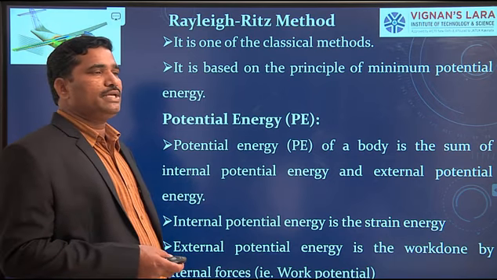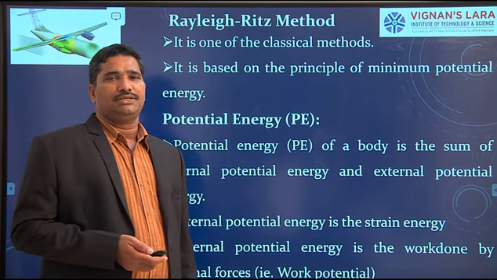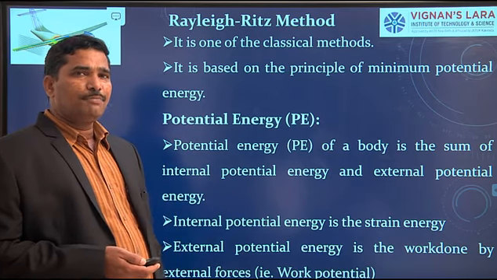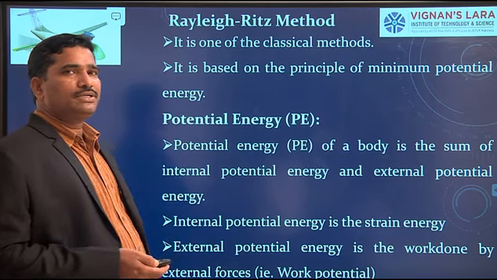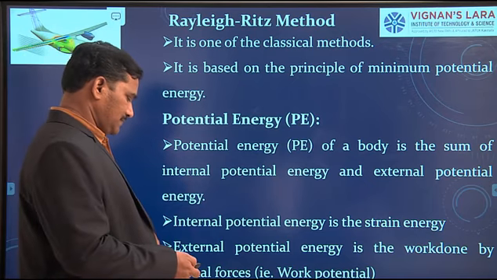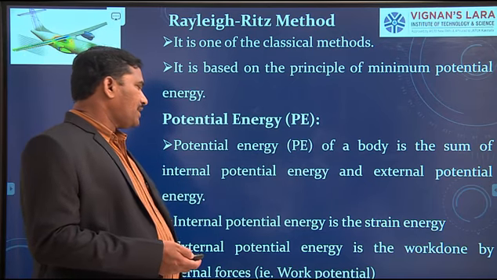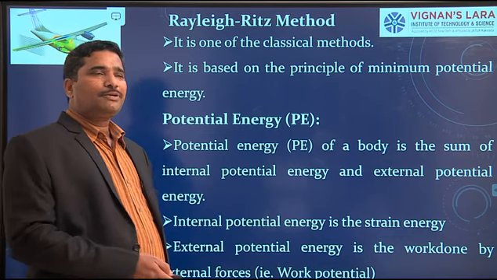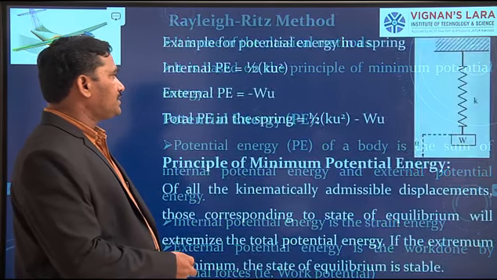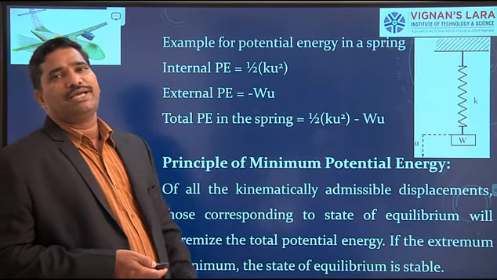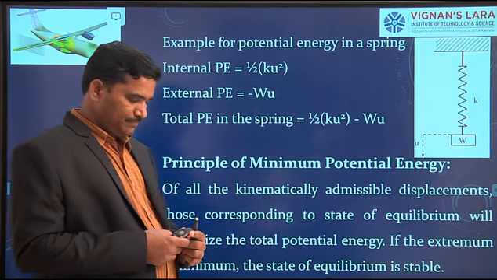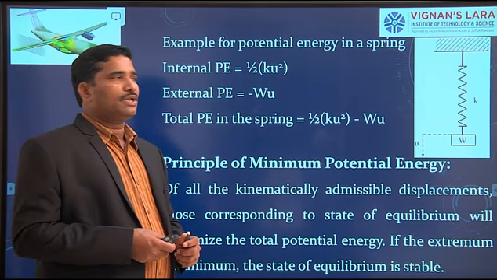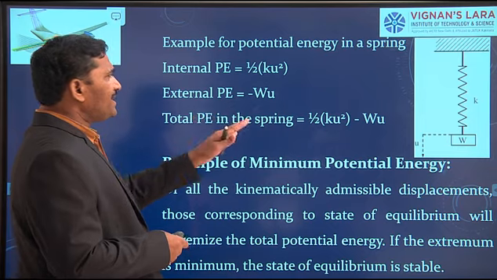Internal potential energy is the strain energy of the solid. It is due to internal forces. External potential energy is the work done by external forces. Right? And we can also call it work potential. Work potential is always negative because it is the work done by external forces. Okay. Now, we take an example here to determine the potential energy.